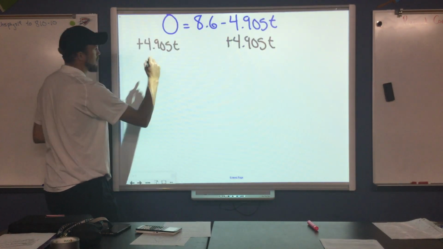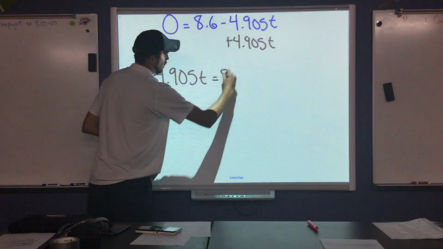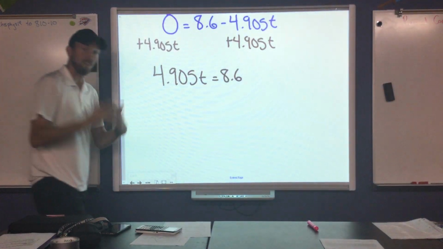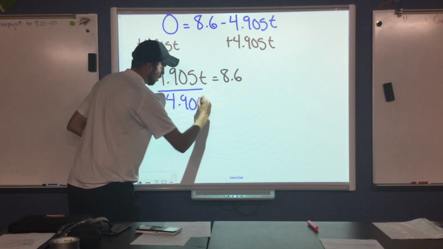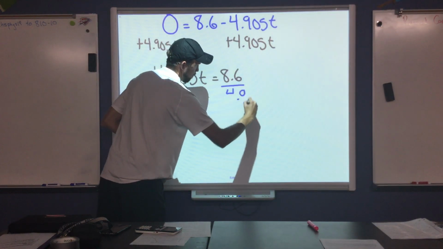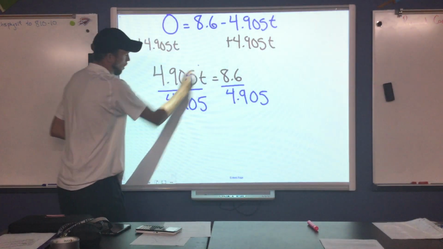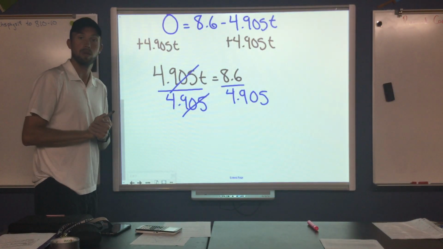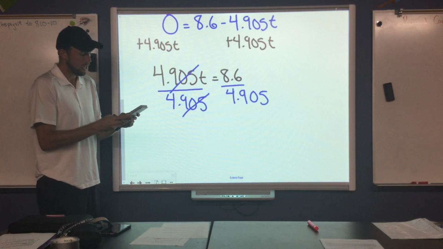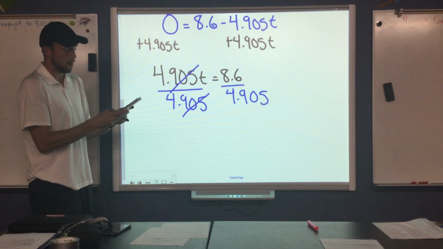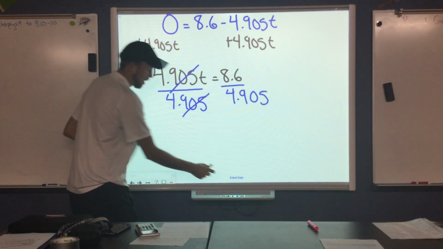So now we have something that looks like this. 4.905t is equal to 8.6. And then finally, to get t by itself, we can divide by 4.905 on both sides of our equation. So 4.905 divided by 4.905, those values will cancel out, leaving t by itself, which is what we want. And we'll plug in 8.6 divided by 4.905, and we get a time value of about 1.75 seconds.